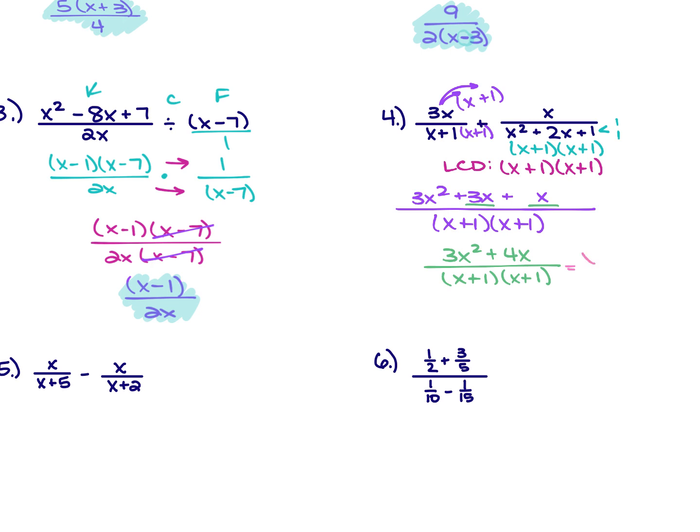So if you do that and you factor it, it's going to be x times 3x plus 4 all over x plus 1 times x plus 1. So that'll be the answer that you give for a question like this.